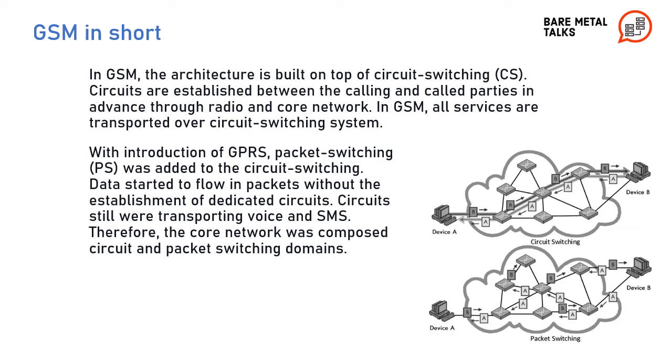In GSM, the architecture is built on top of circuit switching. Circuits are established between the calling and called parties in advance through radio and core network. In GSM, all services are transported over the circuit switching system. With the introduction of GPRS, packet switching was added to circuit switching. Data started to flow in packets without establishment of dedicated circuits. Circuits were still transporting voice and SMS. Therefore, the core network was composed of circuit and packet switching domains.